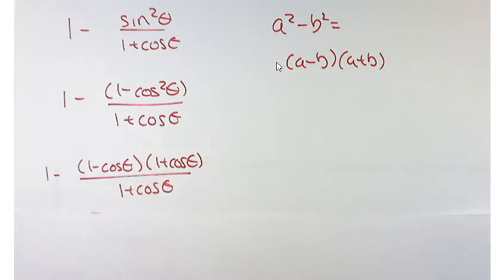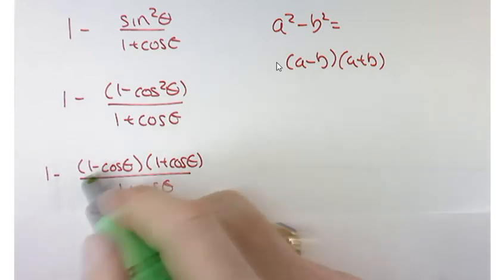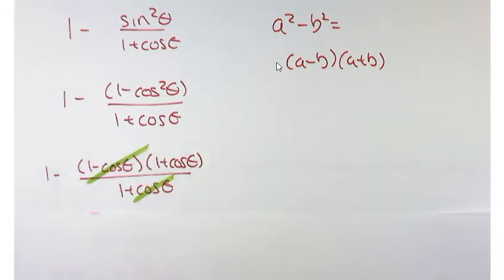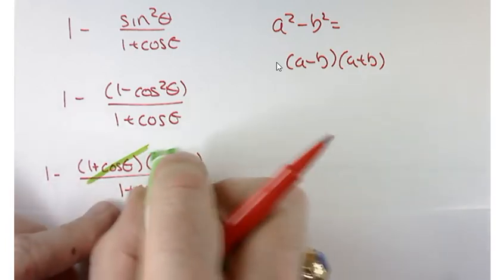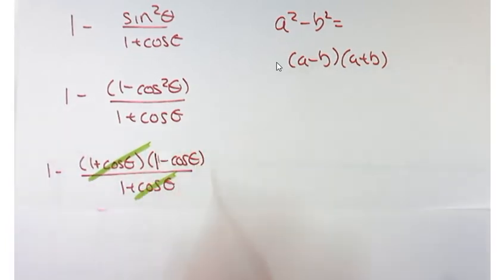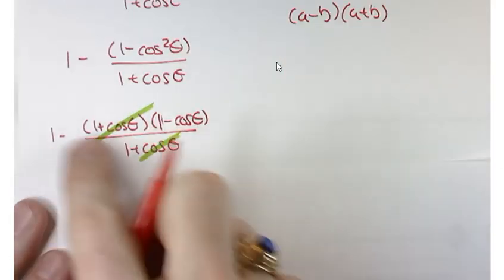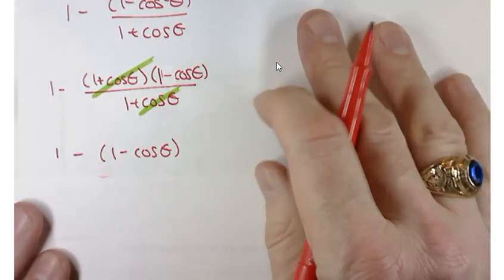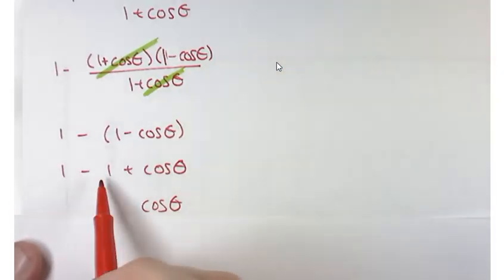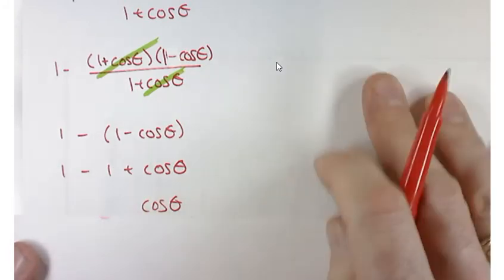Does that help me out? Absolutely. This thing cancels now. I'm done with my denominator. Oops, did I cancel the wrong one? Oh, man. Let's fix that. There, and 1 minus, never happened. Thank you. All right, so 1 minus cosine of theta. And if you distribute the negative sign, you get 1 minus 1 plus cosine of theta, and the ones cancel each other out.